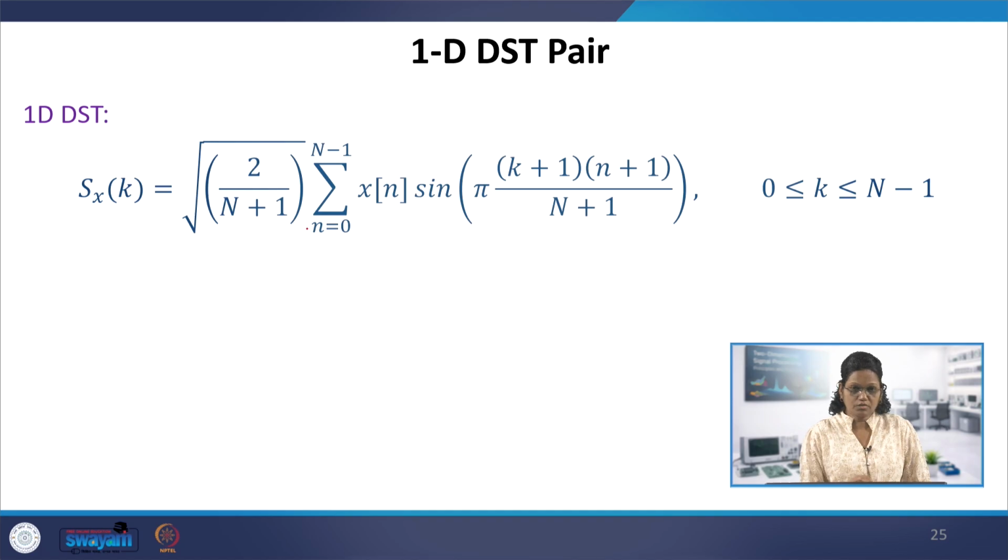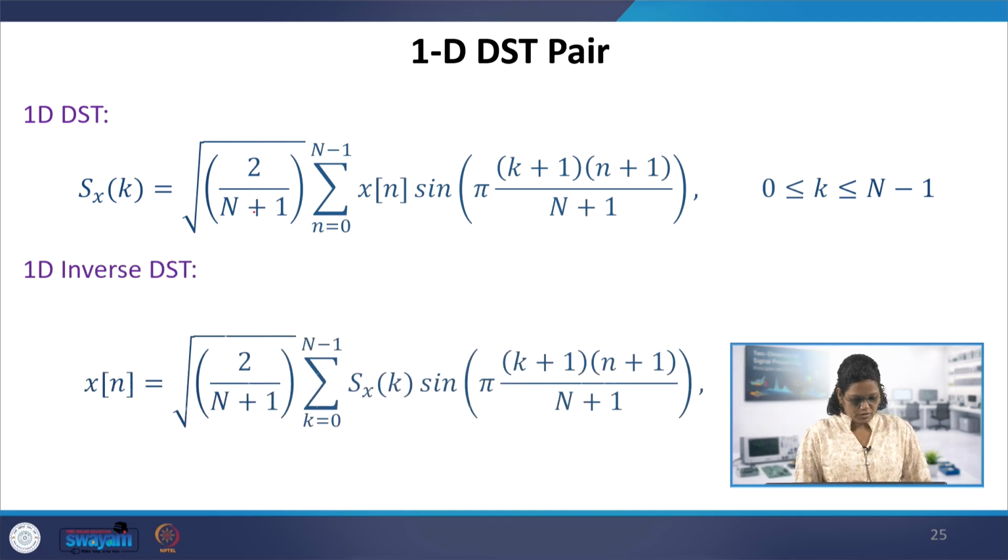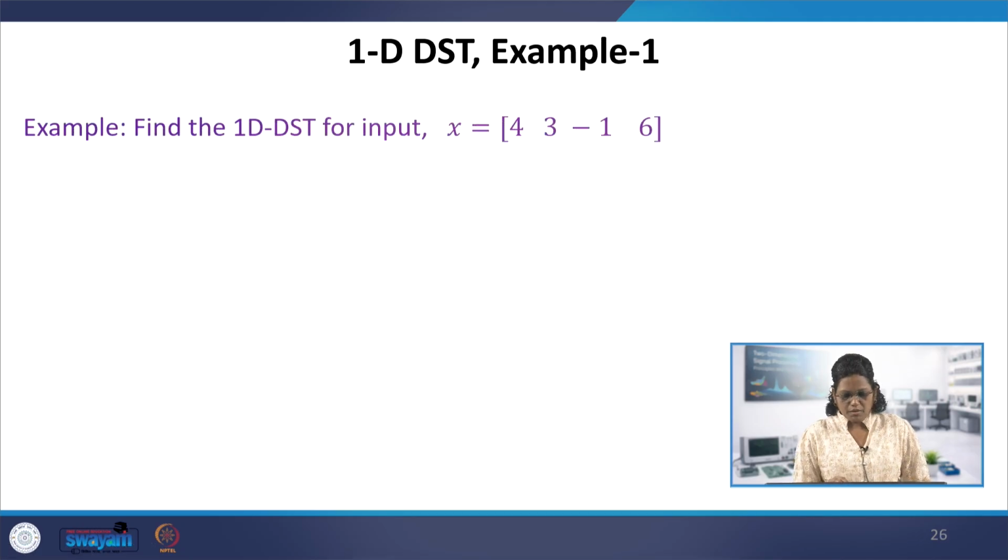Also we have a factor. So in the inverse DST you have the 2 by N plus 1. So getting from S of k the x of n, we have this sin of pi (k plus 1)(n plus 1) by (N plus 1). So in this example we'll see 4 3 minus 1 and 6. This is the sequence.